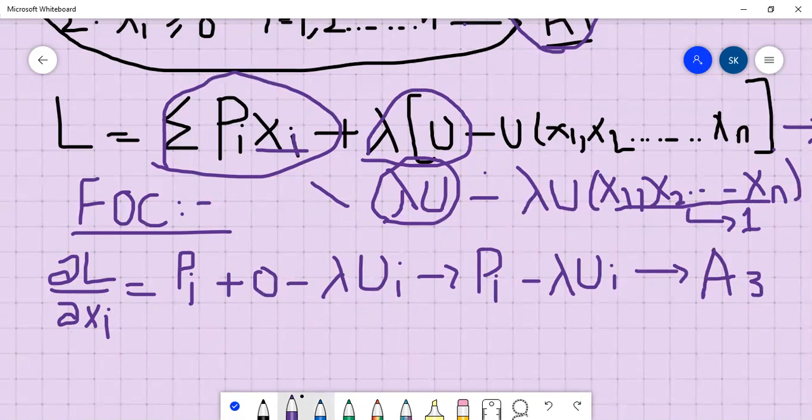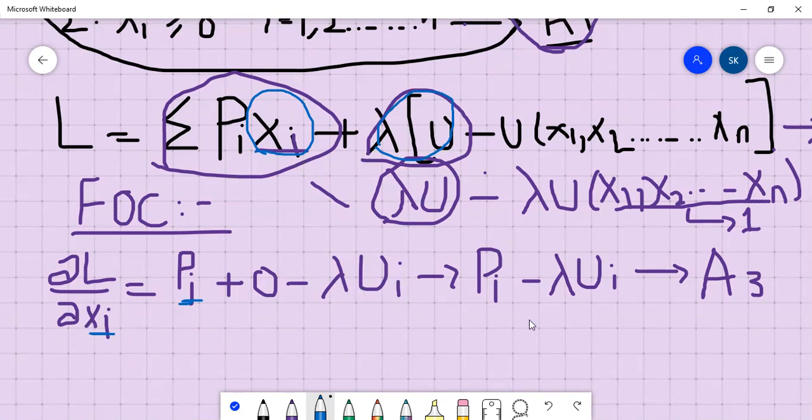we will take the partial derivatives. Curly L upon curly xi: by taking the partial derivative of this Lagrangian function with reference to xi, this xi will become equal to 1, and what we will be left with is pi. Then we have plus lambda u. Now there is no xi in this function, so this whole term will become equal to 0. Therefore, curly L upon curly xi is equal to pi plus 0.